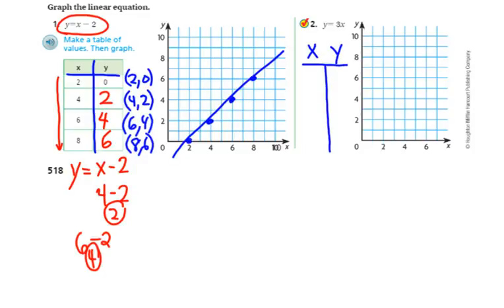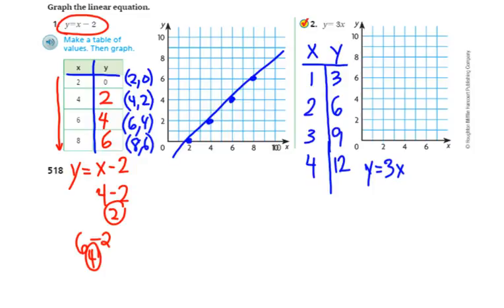When you have an X, Y table that has no X values, you get to put in your X values. So let's keep it simple. 1, 2, 3, 4 points should get me a nice line. So now we're going to substitute in and find our missing values. If Y equals 3X, that means I multiply all of my X's by 3. So 1 times 3 is 3. 2 times 3 is 6. 3 times 3 is 9. And 4 times 3 is 12. Y equals 3X, and there are my points.